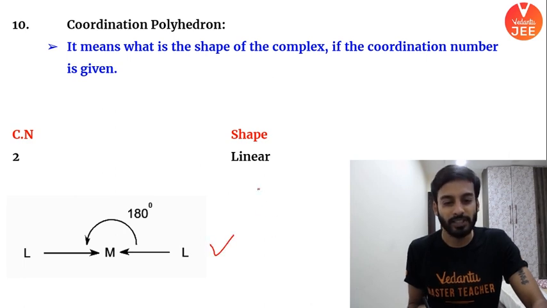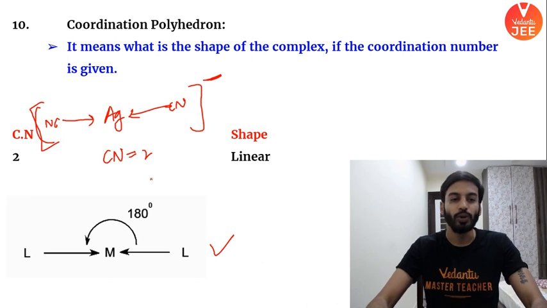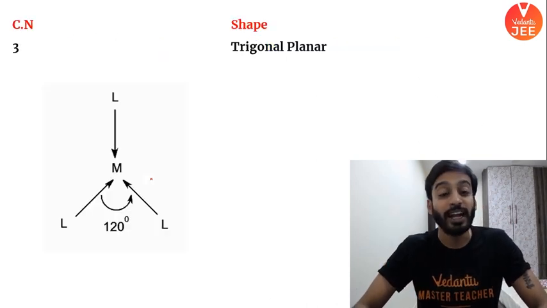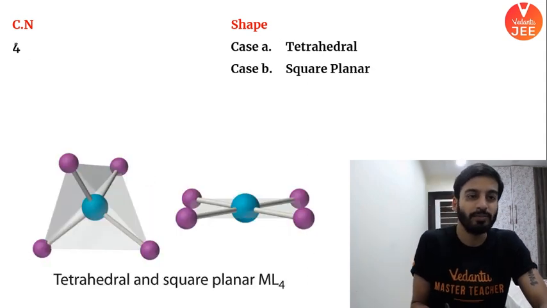For example, I have just now shown an example, Ag(CN)2 minus. When I opened this session, I gave this example, Ag(CN)2 minus, okay? Here coordination number is 2. All right. Similarly, 3 is trigonal planar, many examples, okay? Not important for us. What is important for us is coordination number 4.